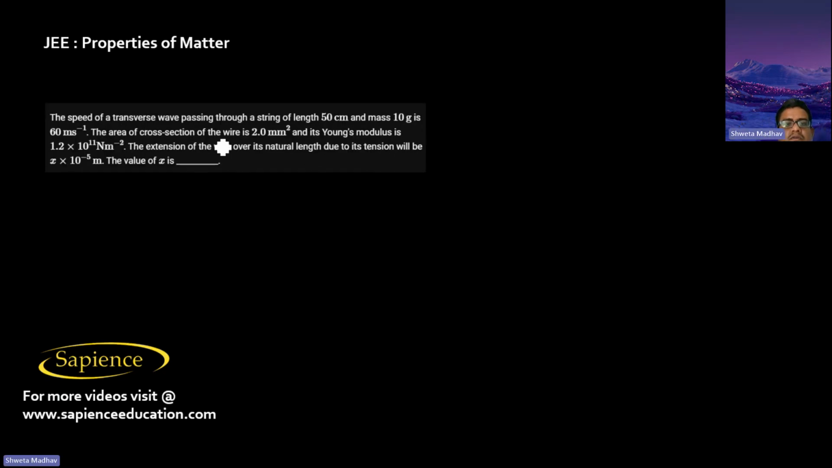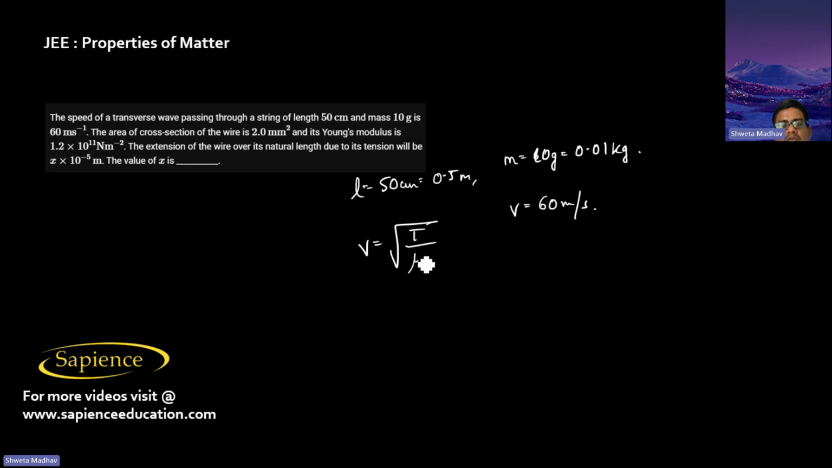And here it is told the speed of a transverse wave passing through a string of length 50 centimeter, which is 0.5 meter, and mass of the string, that is 10 gram, means I can say 0.01 kg. The speed of the transverse wave is 60 meter per second. The speed of a transverse wave is given as root over T by mu, where mu is mass per unit length. The area of cross section of the wire is 2 millimeter square, or I can say it is 2 into 10 power minus 6 meter square.